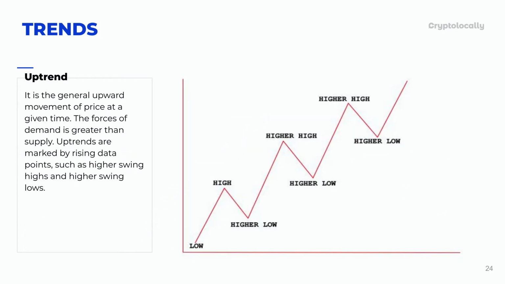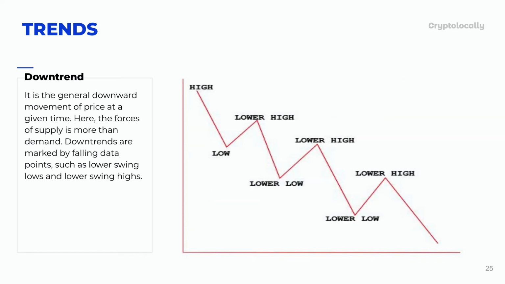An uptrend is a general upward movement of a price at a given time. The forces of demand are greater than supply in this case. Remember, when price is going up, it means there is so much demand in the market. People want to buy that particular product, so the price is definitely going to go up. For a downtrend, it is a general downward movement of a price at a given time. Here, the forces of supply are more than the forces of demand. It's that simple. We discussed it in the previous lesson too. So here, the supply is more than demand, and when supply is more than demand, price tends to drop.